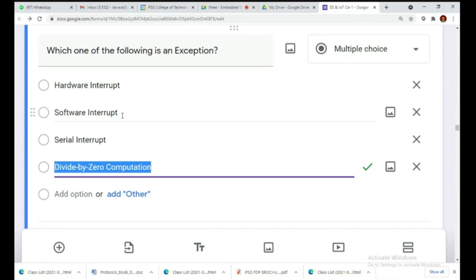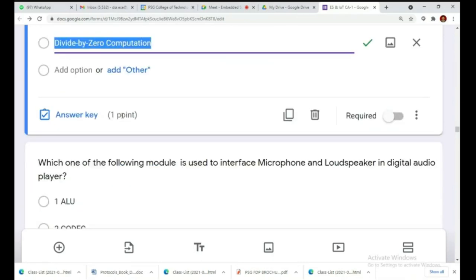The intention is not to divide any number by zero. But during computation, if a divide by zero error comes, that is a big exception for computers. Due to exception handling, it will display a message like cannot divide by zero or a syntax error. You would have experienced this. So divide by zero is a good example of an exception. Hence the right answer is the fourth one.